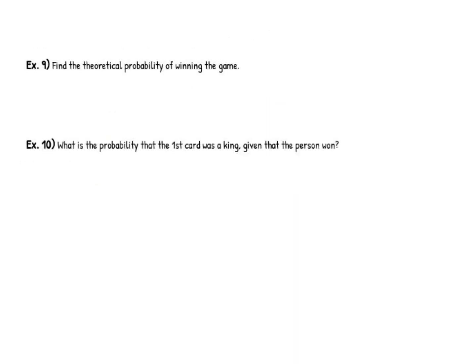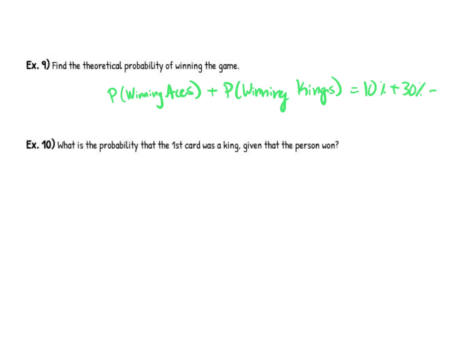So in example 9, find the theoretical probability of winning the game. It would be your probability of winning with aces plus our probability of winning with kings. So we would do that 10% plus that 30% would give us 40% probability of winning the game.